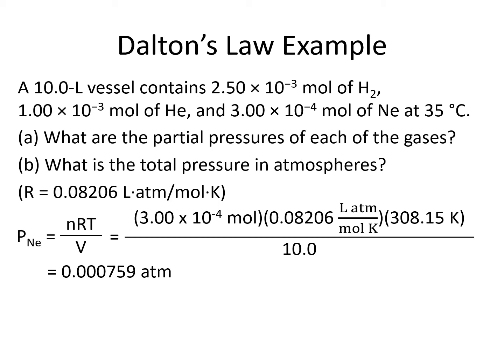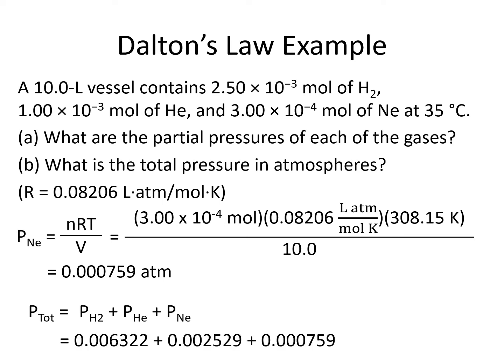We would say the partial pressure of hydrogen is 0.006322. The partial pressure of helium is 0.002529, and the partial pressure of neon is 0.000759. Although we use the term partial pressure, we use the full ideal gas law for each gas. Partial just refers to the fact that they are only part of the total gases in the container.